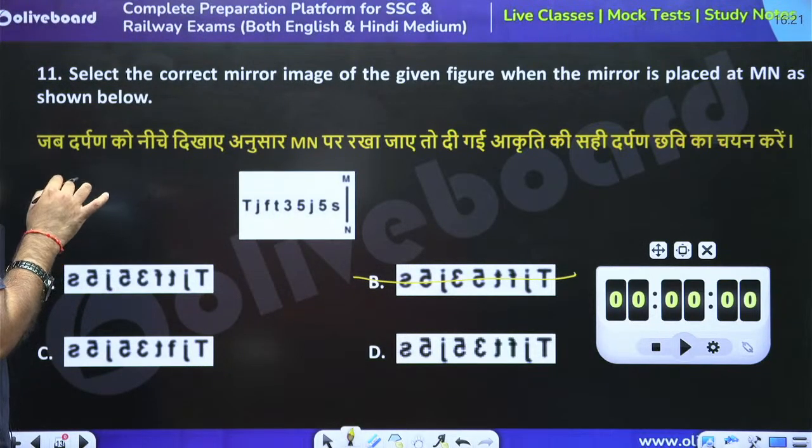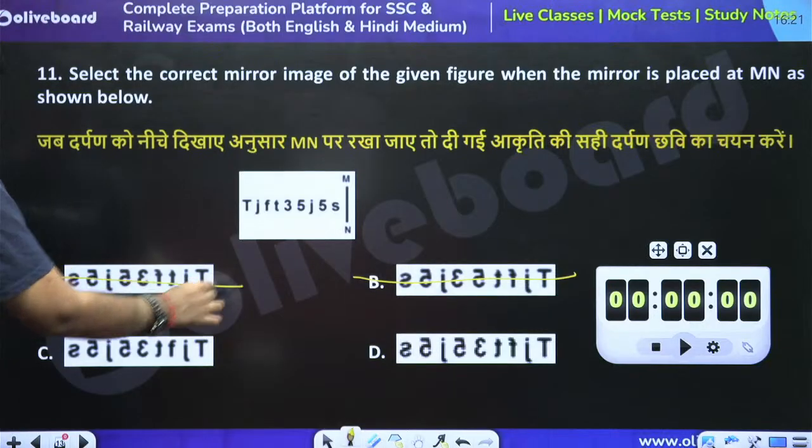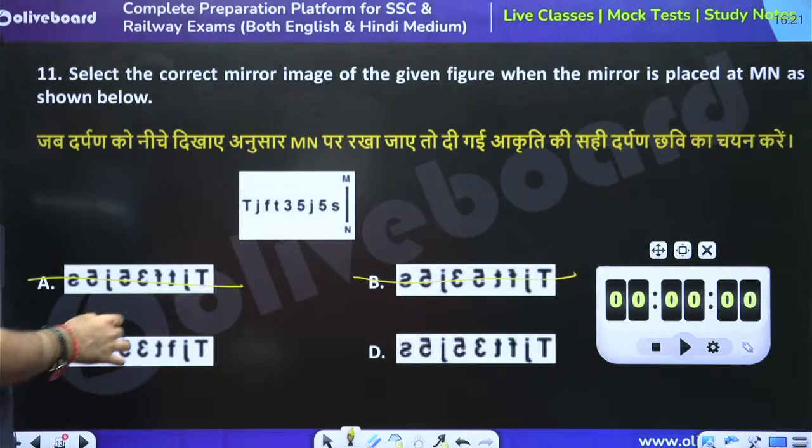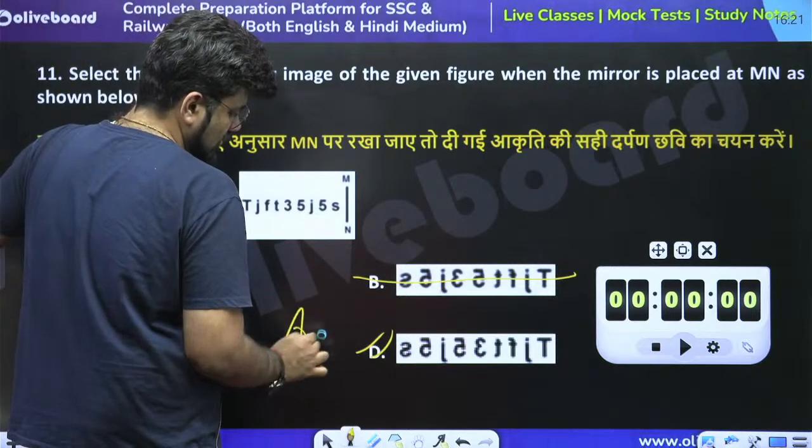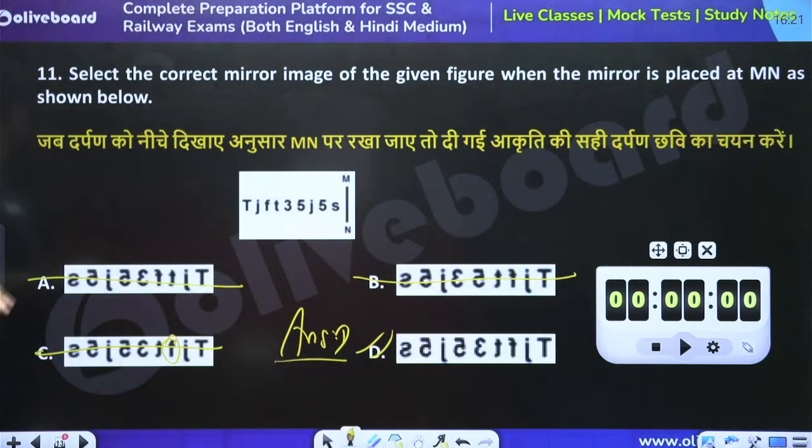Then we have T. This is F here. Gone. T flipping the same. F is not flipping only here. So this is also gone. Option D is the correct answer. Cool. Just by element elimination, we'll get our answers.